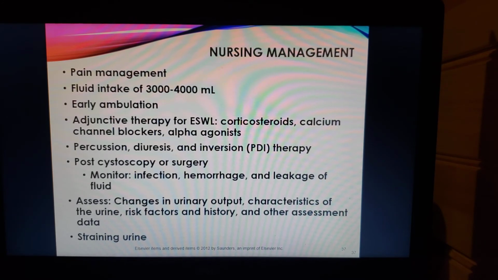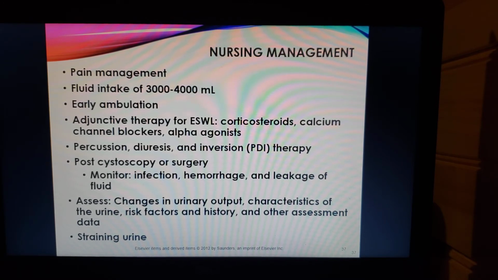Our nursing responsibilities, we want to implement pain management. We want to ensure a fluid intake of 3,000 to 4,000 mLs with a stone to flush it through. We want them to ambulate as early and as much as possible. For patients who are having lithotripsy, they may also have corticosteroids, calcium channel blockers, or alpha agonists, percussion, diuresis, inversion therapy.